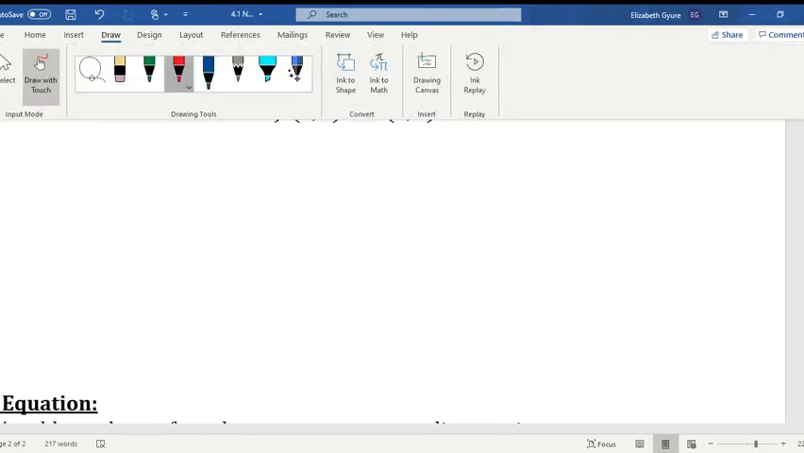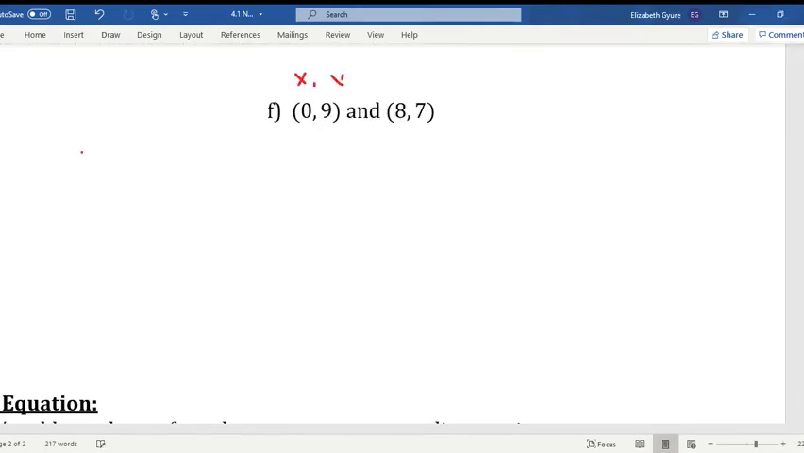Yeah, your slope, right? Your x1, y1, x2, y2. Let's find your slope. Subtract your y's on the top. So what do we subtract on the top? 7 minus 9. Good. What about on the bottom? 8 minus 0. Okay, good. What is 7 minus 9? -2. What is 8 minus 0?